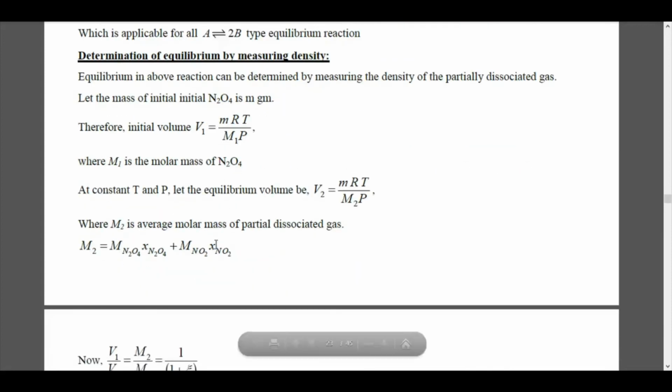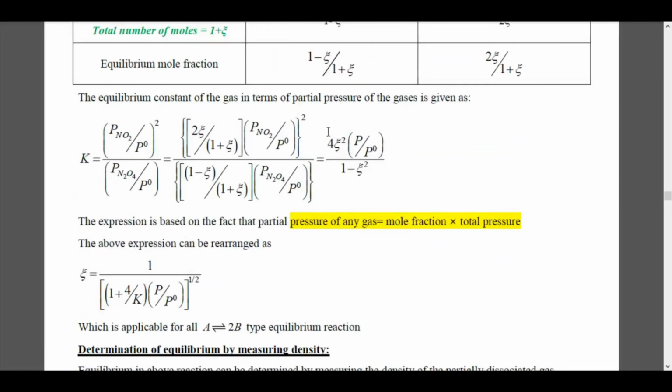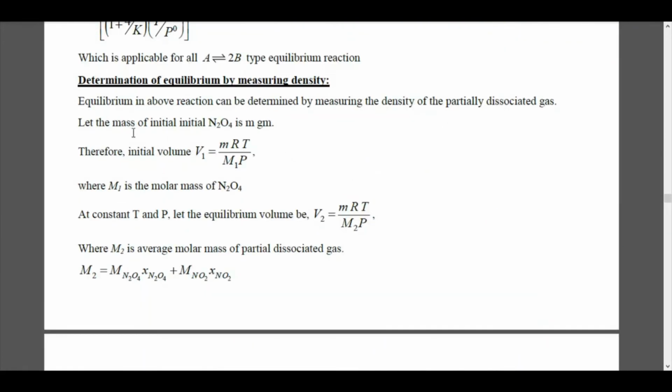We'll see a more realistic thing, how we can determine equilibrium by measuring density. Again, density is a physical parameter, as I said. Now density is mass by volume, so we'll measure volume maybe. So let the N2O4 be converted to NO2. Let us assume that the initial mass of N2O4 is m gram.